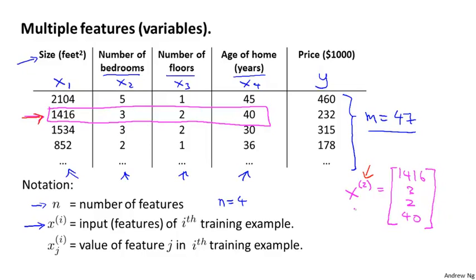With this notation, x superscript 2 is now a vector, and so I'm going to use also x superscript i subscript j to denote the value of feature number j in the ith training example. So concretely, x superscript 2 subscript 3, let's say, will refer to feature number 3 in this vector, which is equal to 2. Right? And that was a 3 over there, just to fix my handwriting. So x superscript 2 subscript 3 is going to be equal to 2.